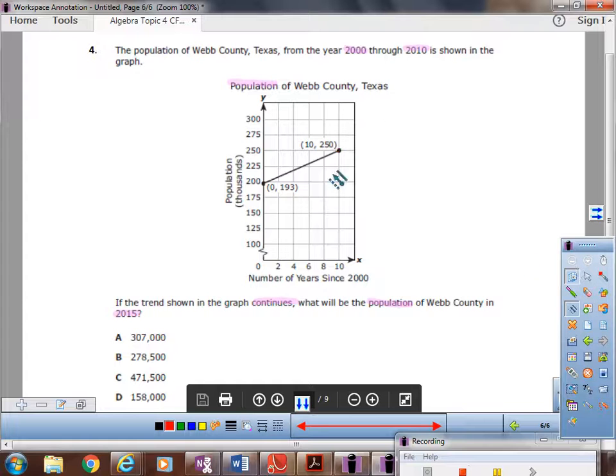So what we want to do is find an equation. When you find an equation of your line, then you can graph it and look on the table and look up 2015. And they did give us 2 points that we can use here.